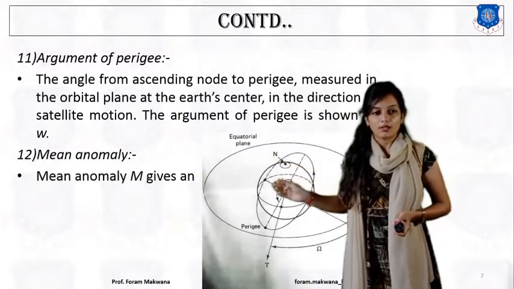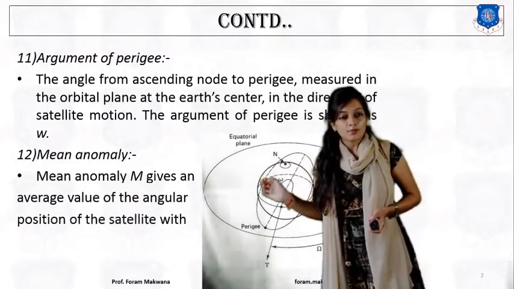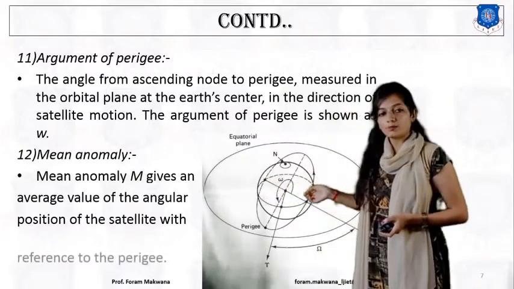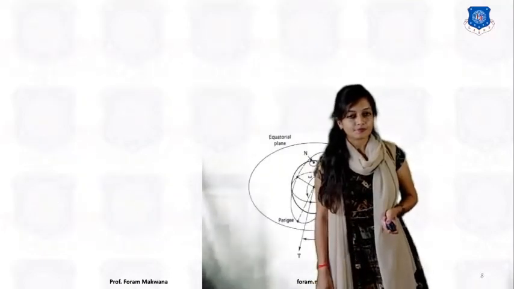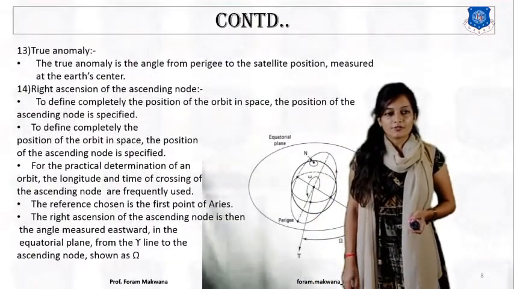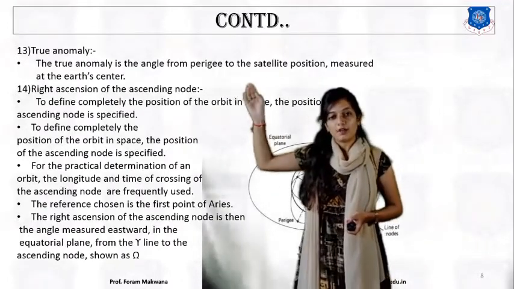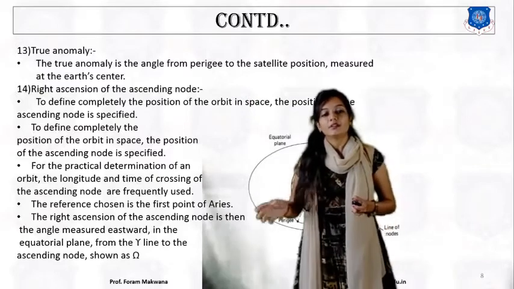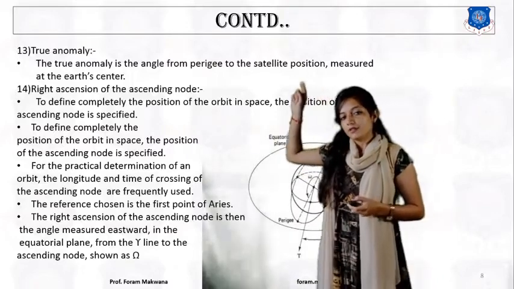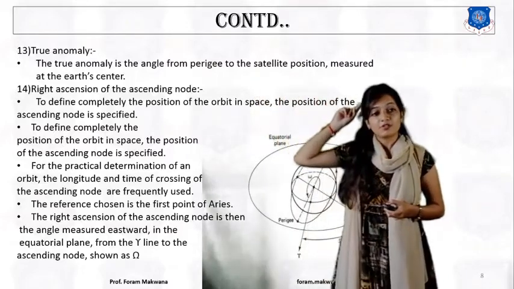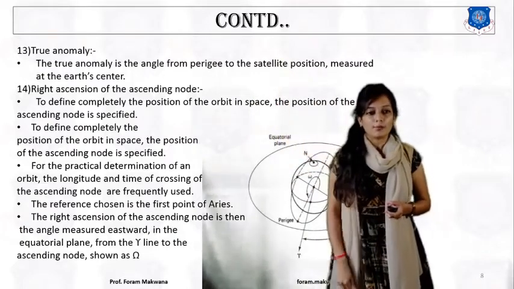Definition number 12, that is mean anomaly. So what is mean anomaly? This mean anomaly gives an average value of angular position of the satellite with reference to the perigee. And the true anomaly is the angle from perigee to the satellite position which is measured at the Earth center. Alright. So if the satellite's position is measured with reference to the Earth center, it is called the true anomaly.